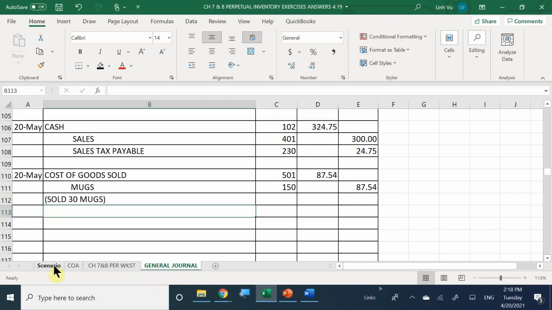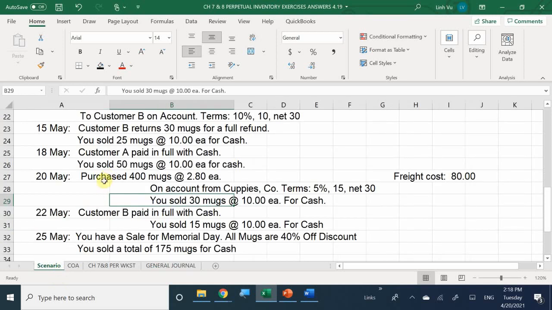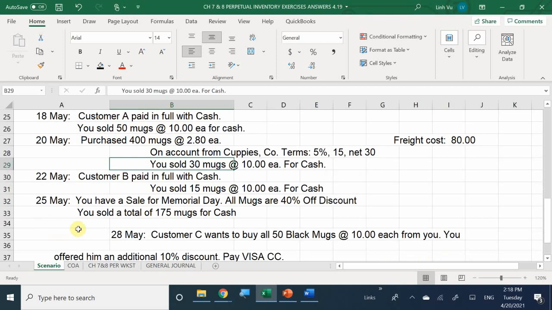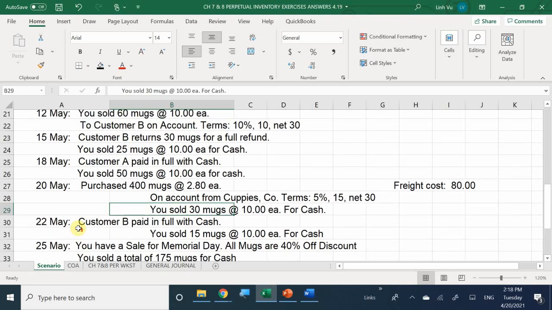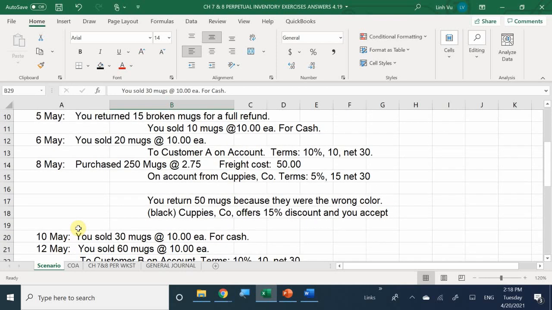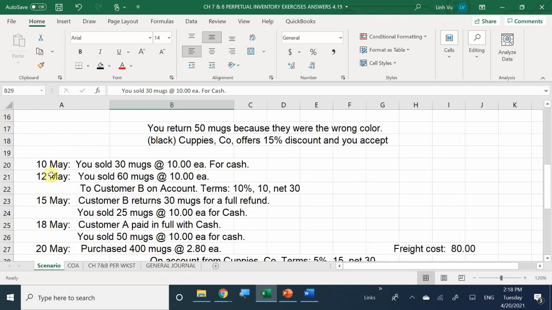Okay. All right. So then what has happened on May 22nd? Customer B paid in full with cash. Customer B decided to pay in full in cash. So let's go ahead and take a look at customer B. When did we actually encounter customer B? Well, we encountered customer B on May 12th. Right? We sold 60 mugs to him for $10 each.